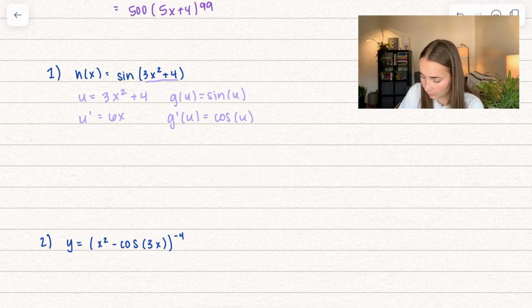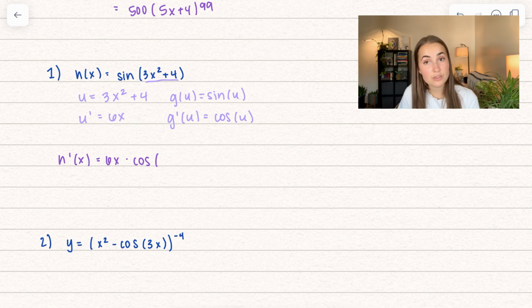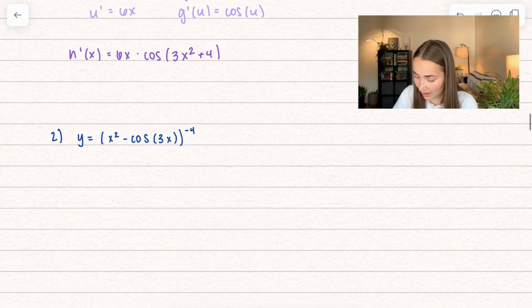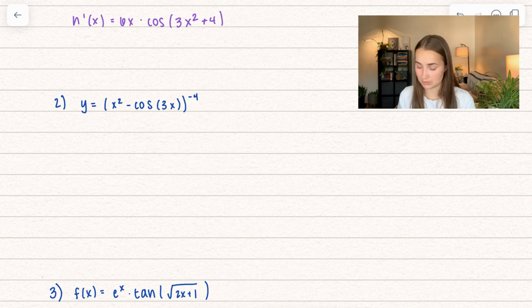And now in order to find our derivative, we just multiply those two together. So h prime of x is equal to 6x times cosine, and not of u, I'm going to replace u back in, so 3x squared plus 4. And that's my derivative. Let's go ahead and try where we have chain rule multiple times.